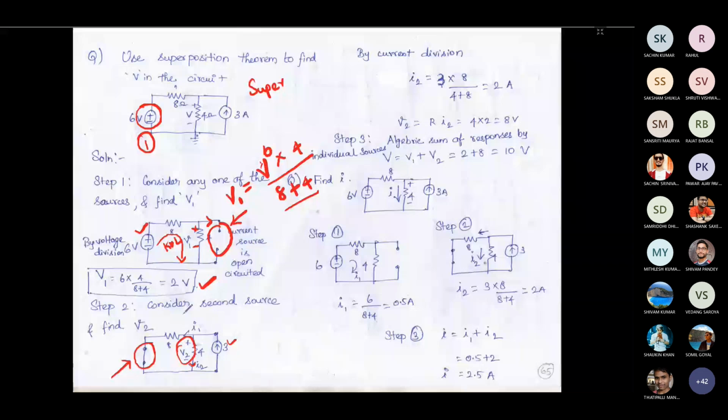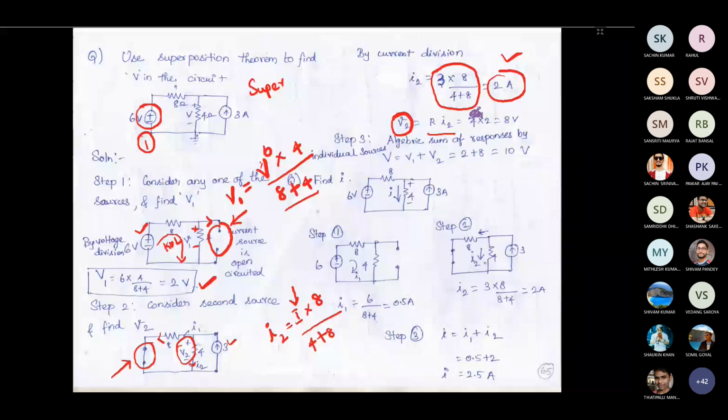So again, you can apply the current division formula in order to find the current through the individual elements. For this 4 ohm resistor, the current flowing through it can be written as I2 is equal to total current into opposite resistor, here the opposite resistor is 8 ohm, divided by the sum of the resistors, 4 plus 8. Here the total current is 3 ampere. So 3 into 8 divided by 4 plus 8 is given by 2 ampere. So we have found I2, then we can obviously find V2. V2 can be given by R into I2. So this is the 4 ohm resistor into 2 ampere, that is given by 8 volt.